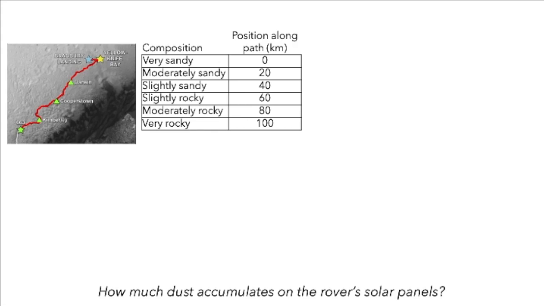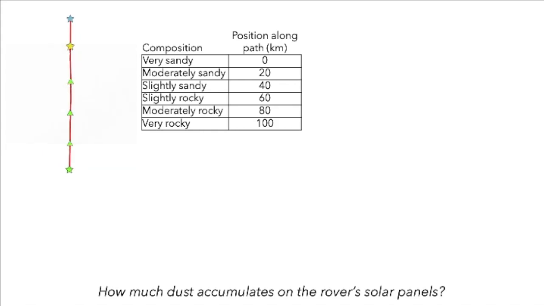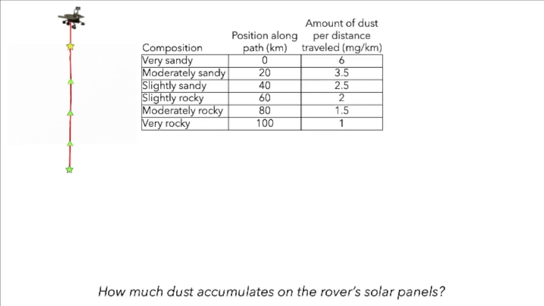Here's the table, which shows the composition of the Martian surface at 6 points along the rover's proposed route. Let's straighten out that path and show the rover on the path. And here's NASA's estimate of how much dust would accumulate on the solar cells per kilometer traveled for each type of surface composition. So based on this, how can we figure out how much dust will accumulate across the rover's entire trip?